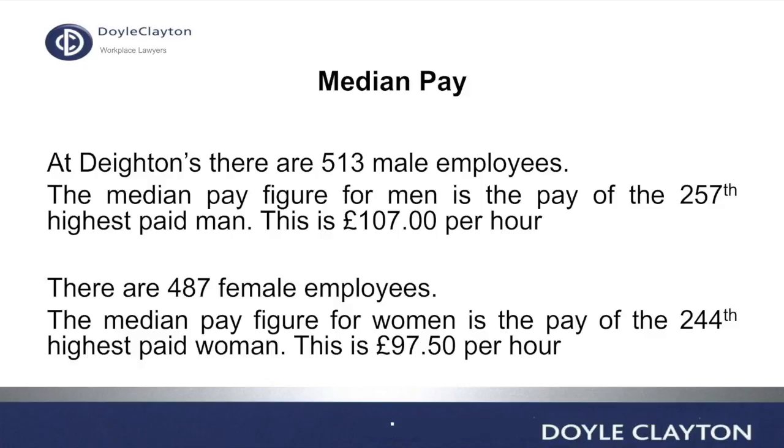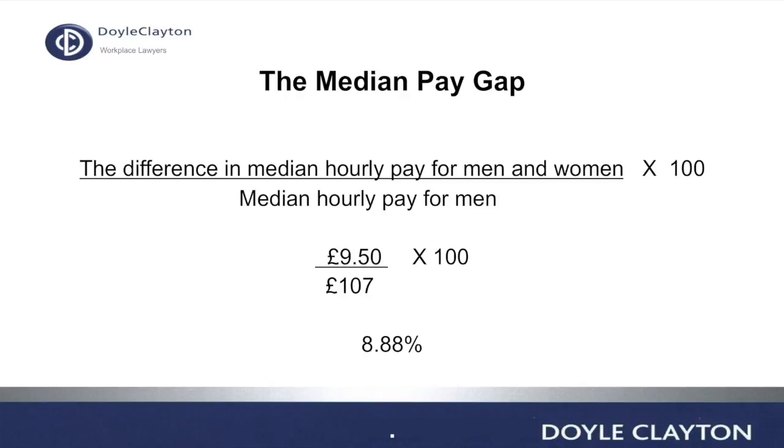The median gross hourly pay for women at Dayton's is the pay of the 244th highest paid woman. She is paid £97.50 per hour. Dayton's are now ready to calculate the median pay gap, and James will explain how this is done. The median pay gap is the difference between the median gross hourly wage for men and the median gross hourly wage for women. At Dayton's, the median gross hourly wage for men is £107. The median gross hourly wage for women is £97.50. Therefore, the difference in the median gross hourly pay for men and women at Dayton's is £9.50.